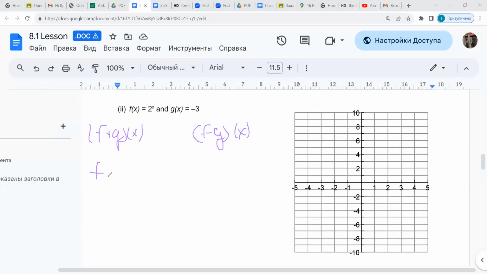So f plus g of x would be 2 to the power x minus 3. Meanwhile, f minus g of x would give us 2 to the power x plus 3, because minus on top of minus gives us plus. Now we just need to recall how an exponential function looks like. I believe you covered it in grade 11.